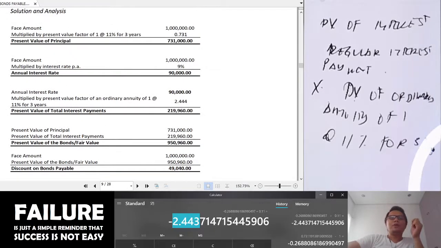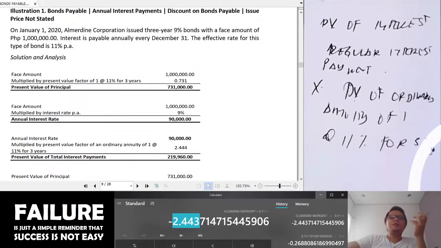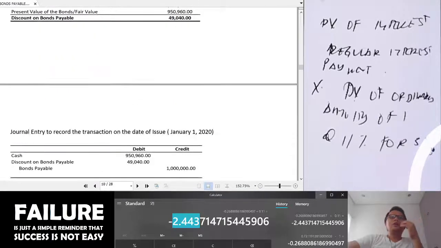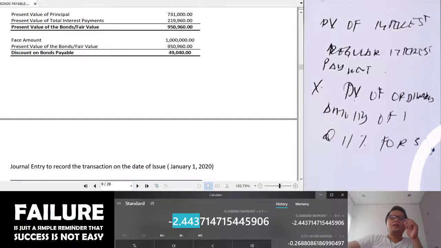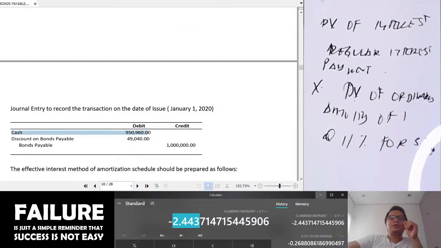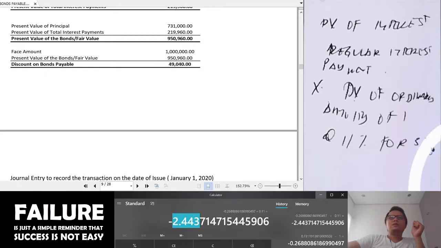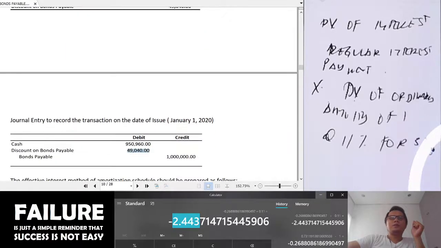If we know the concept of present value and if we know how to compute for the present value factor. So, to record that, on the date of issue, which is January 1, 2020, debit cash, which is our present value of 950,960, debit, obviously, your discount of 49,040 pesos.